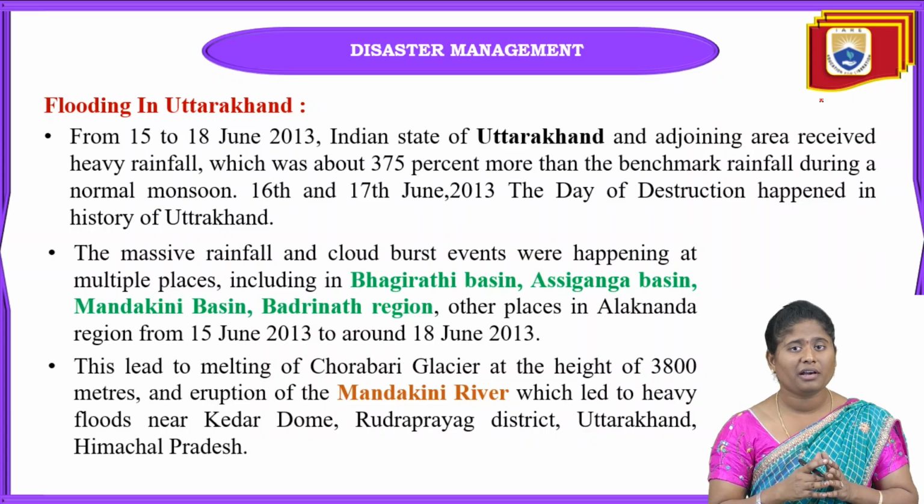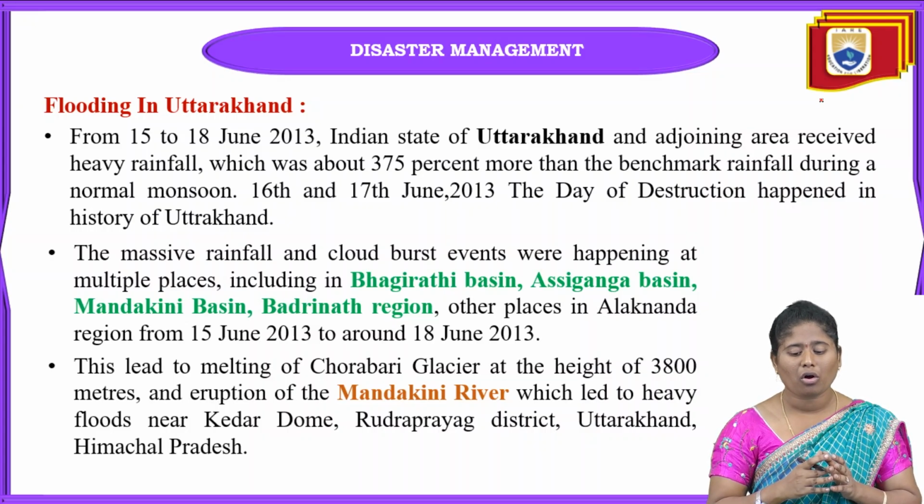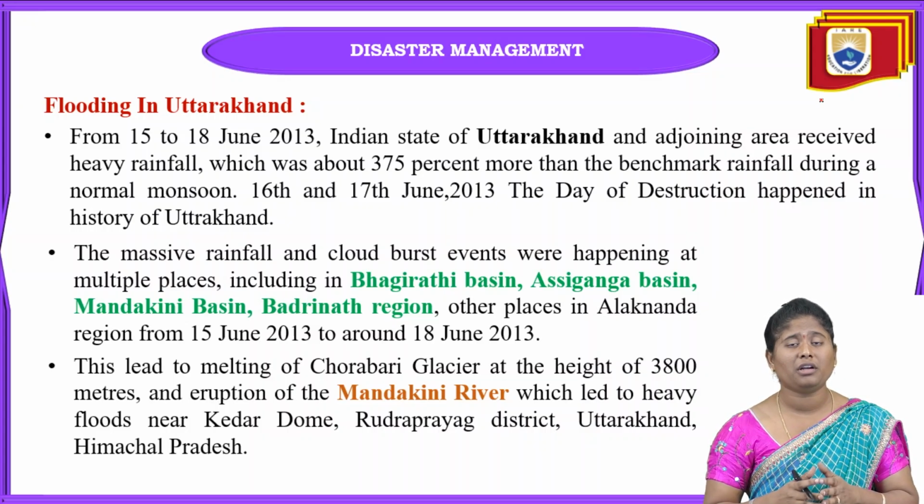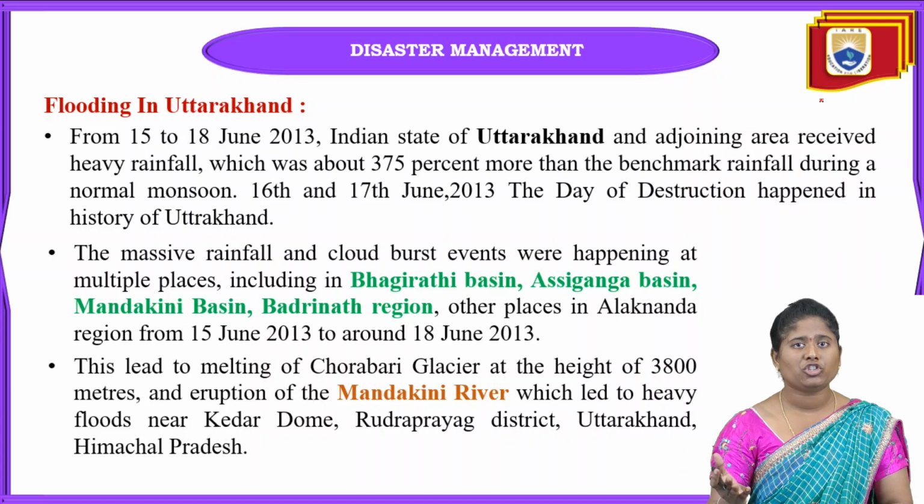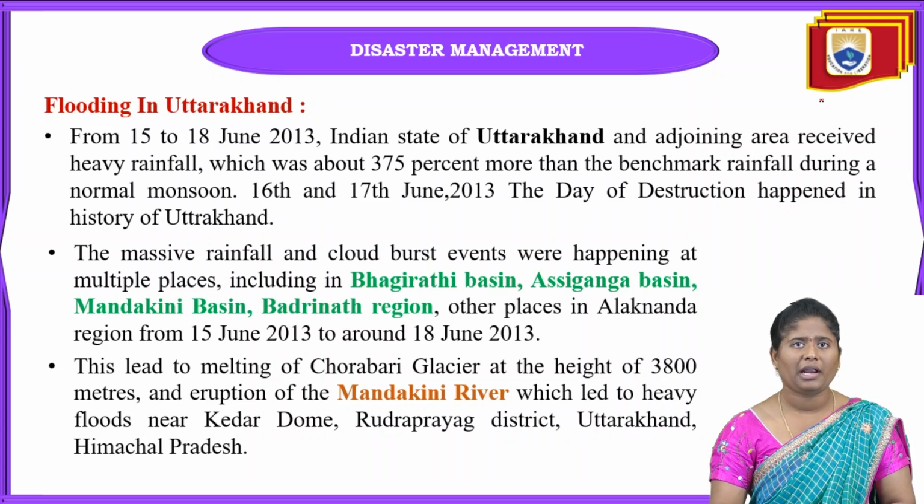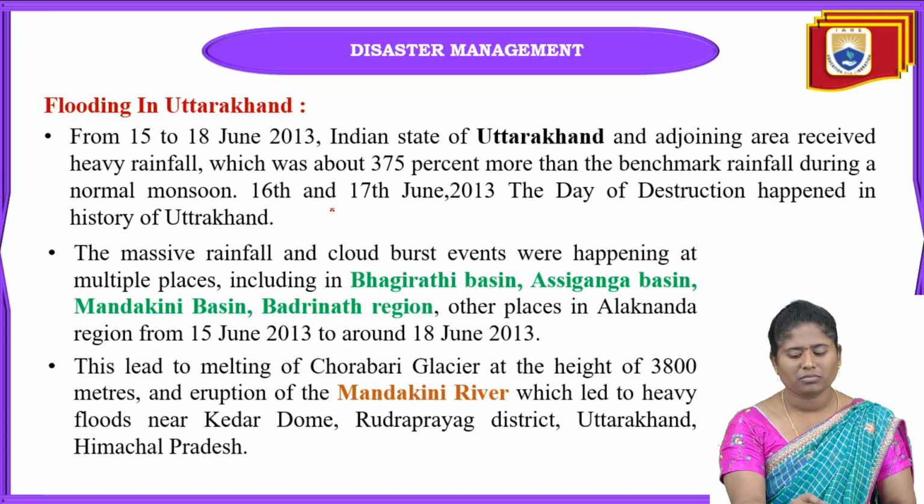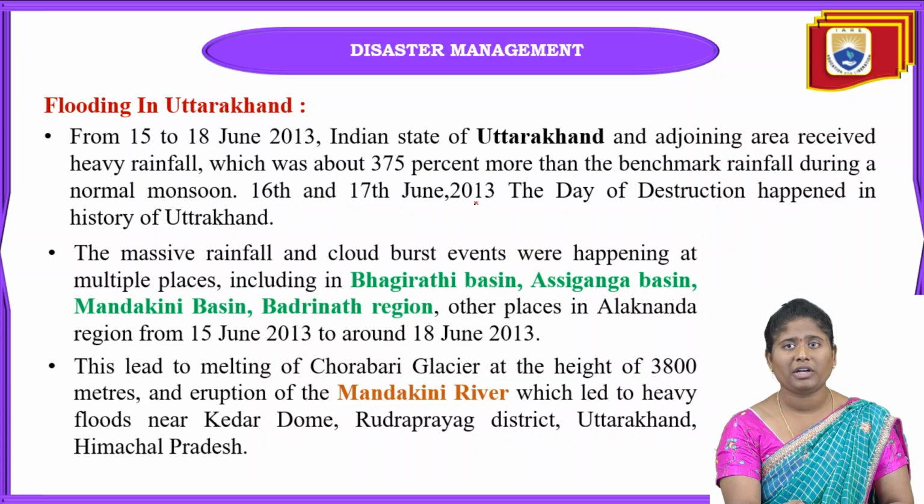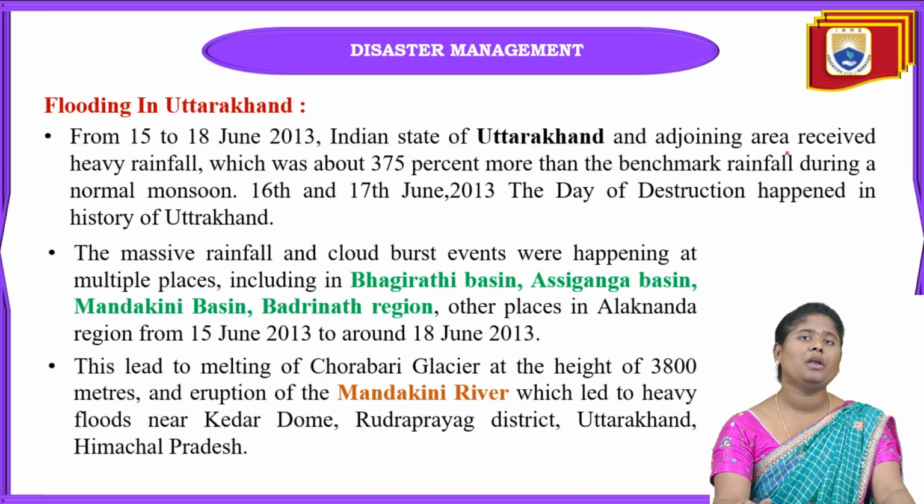But here in this Uttarakhand region, almost 375% more than the benchmark rainfall happened in this monsoon region in the year 2013. And in that span, from 16 to 17, in the same year again, these heavy floods occurred, and that is called the day of destruction that happened in Uttarakhand.